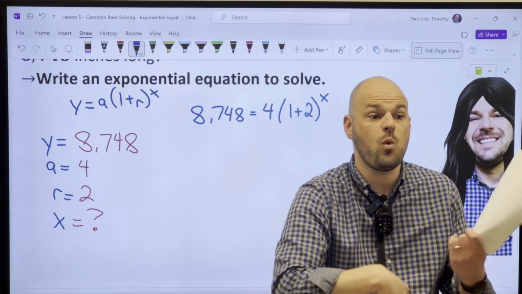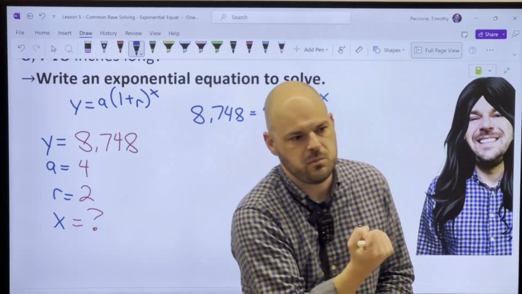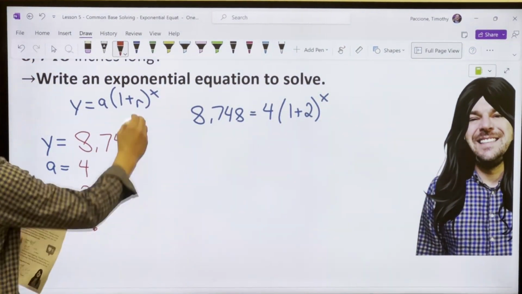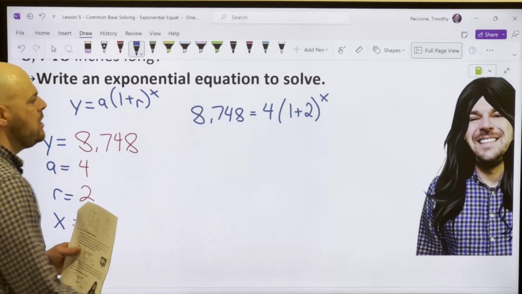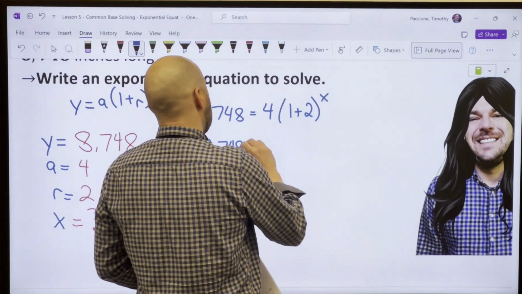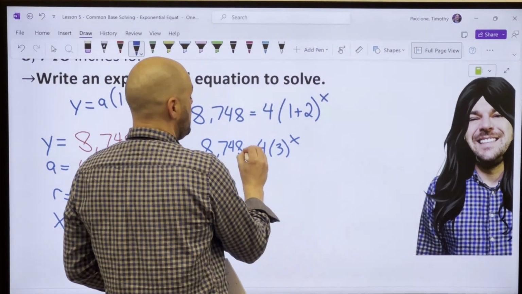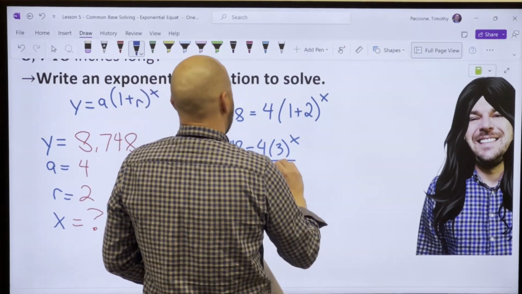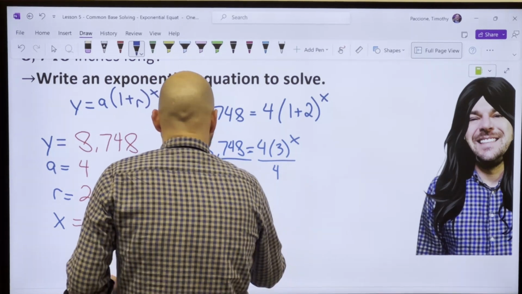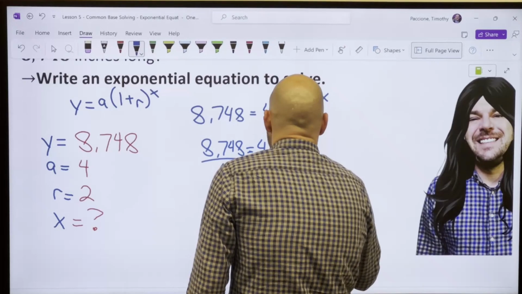Does that make sense? That's why we use exponential growth, so that we can do all the calculations in one exponent. Okay? I'm happy to explain it more after this if you're still unsure after we go through the problem. Okay, so let's clean this up. 8,748 equals 4 times 3 to the x. Now I would divide by 4. I get 2,187 equals 3 to the x.